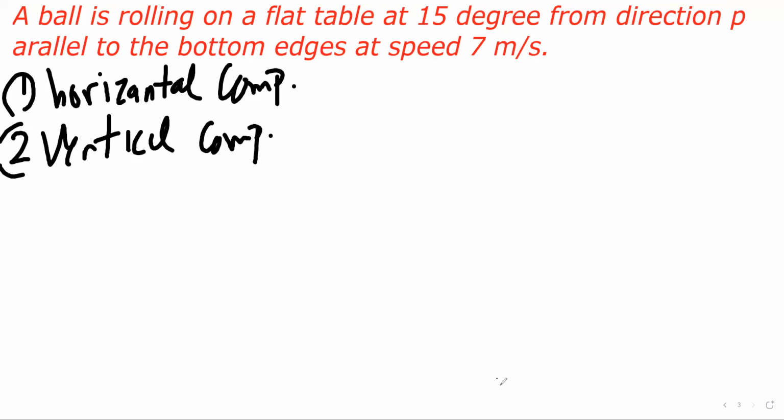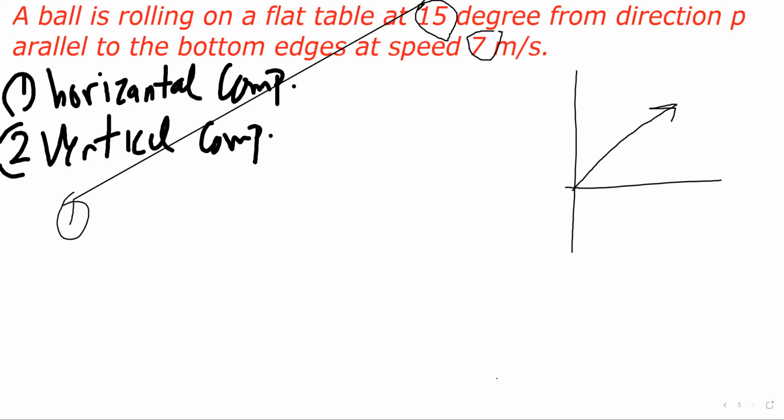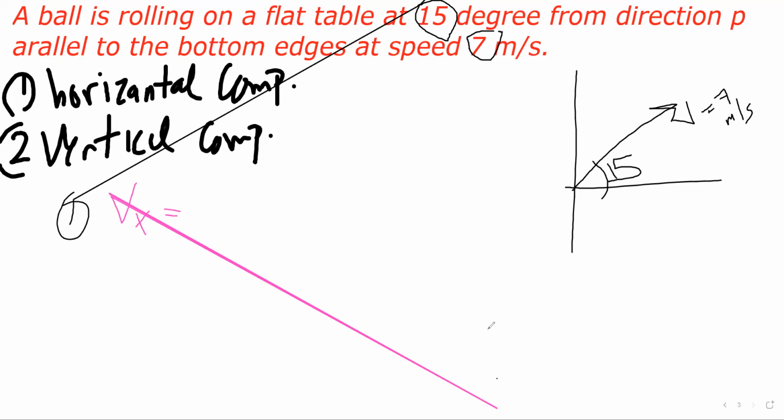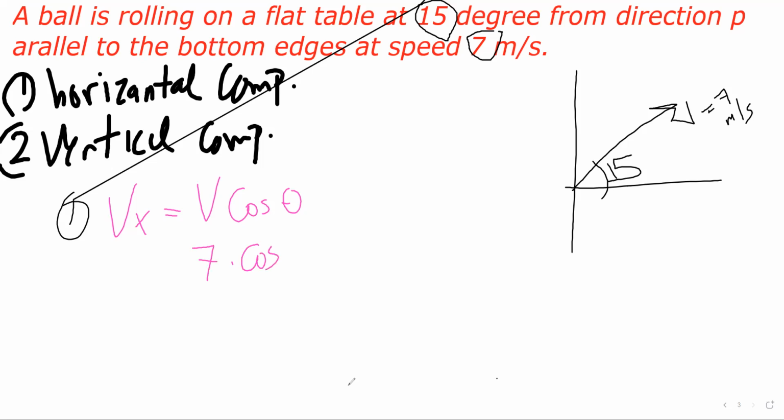Teacher, but you don't have this, you have just the speed. This is the speed V and the angle 15. That's only what I need, the V and the angle. So let's find now the horizontal component. First, let's draw. There's a ball, it's thrown up at an angle of 15 degrees, and its speed here is 7 meters per second. So if you want to find Vx, it will be V cosine theta, where V is 7, times cosine of the angle, which is 15.